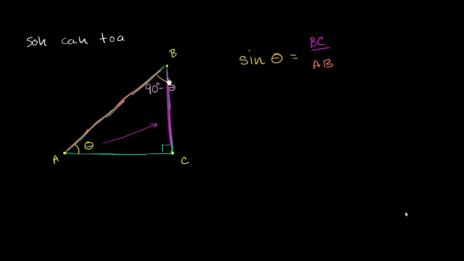So from this angle's perspective, this is adjacent over hypotenuse. Or another way to think about it is the cosine of this angle. So that's going to be equal to the cosine of 90 degrees minus theta. That's a pretty neat relationship. The sine of an angle is equal to the cosine of its complement.